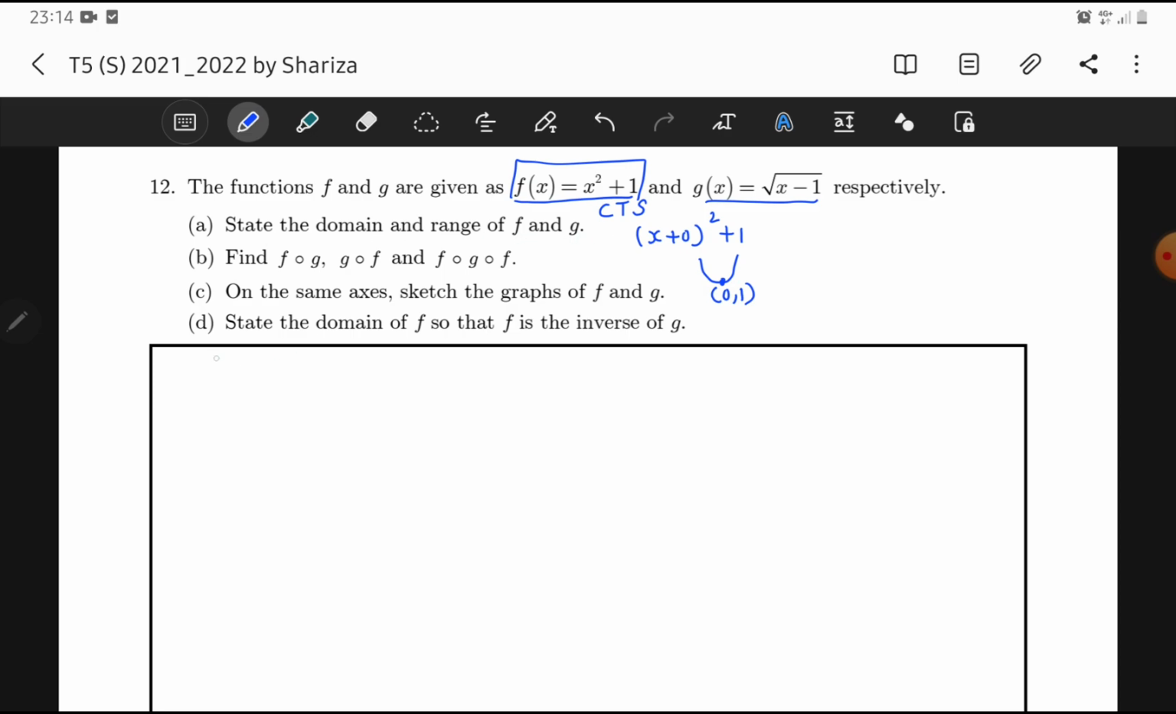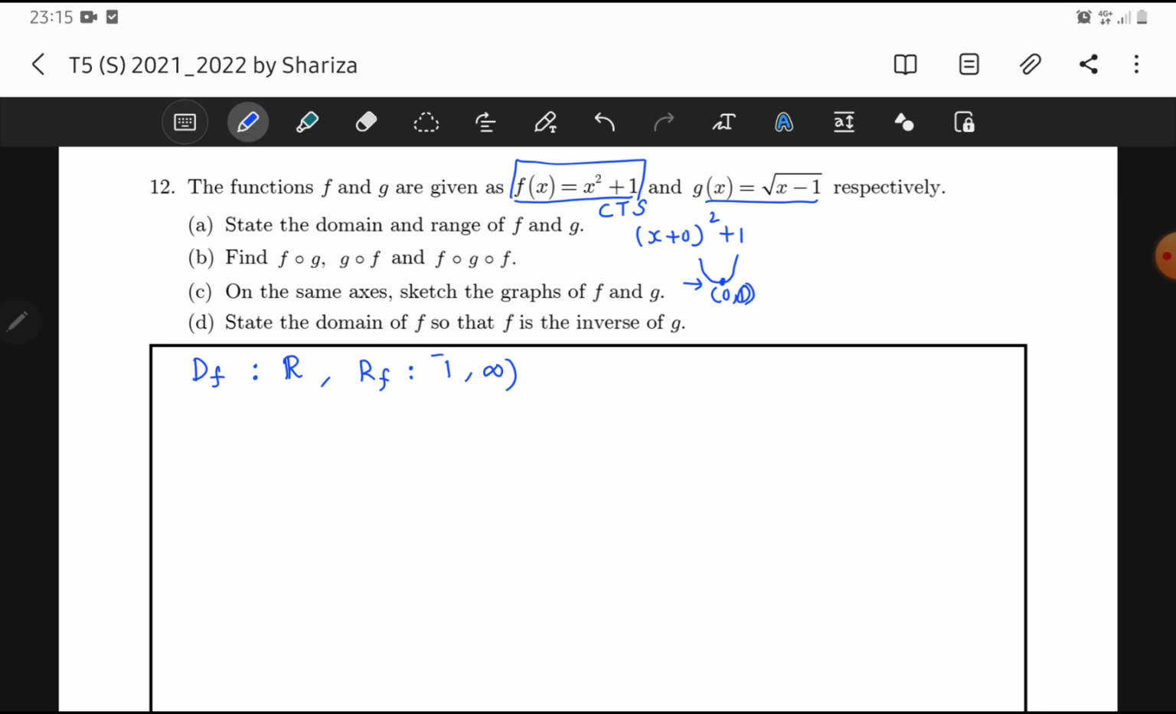Okay, so for f, domain for f, f is a quadratic function. So, domain will be any real number, negative infinity to infinity. Next, range for f. Range for quadratic function is related to the minimum or maximum point. Tengok dia punya value of y here is 1. And graf awak ke atas sebab dia bentuk senyum. Kan? Jadi, the range will be from 1 until infinity.